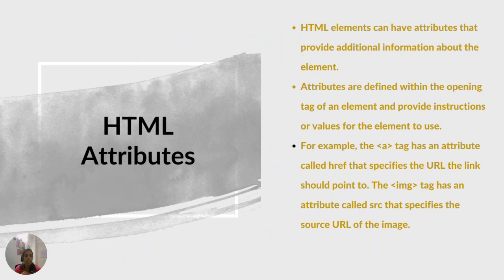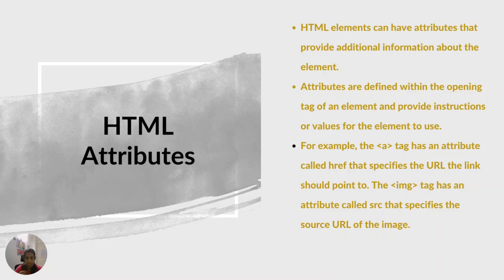Now, let us see what HTML attributes are. Attributes provide additional information about an element. Attributes are defined inside the opening tag of an element. For example, the anchor tag has an attribute called href. This href specifies the URL where this link should point to.